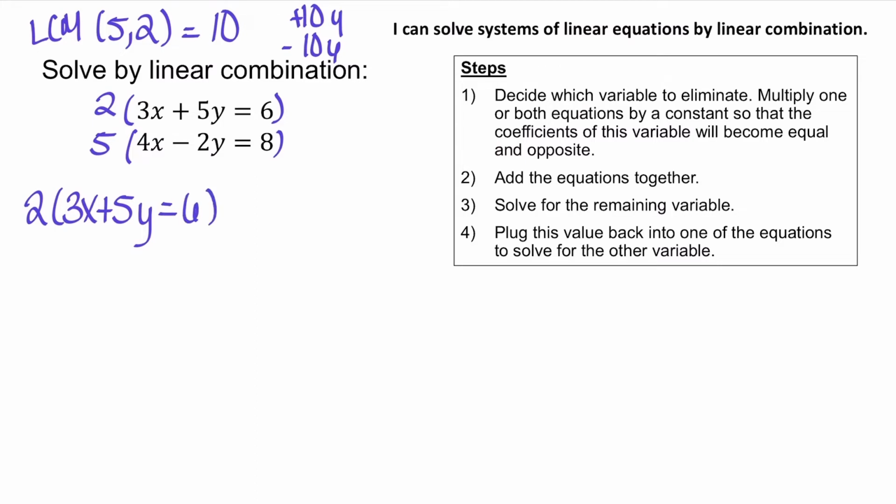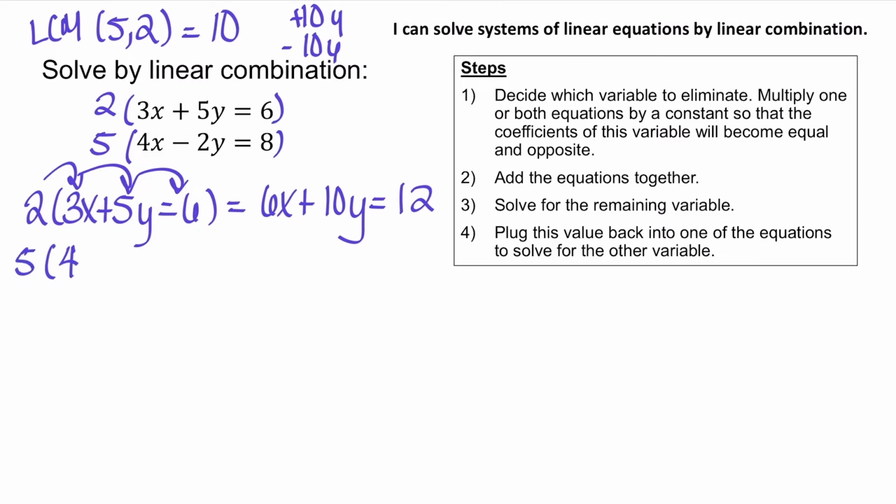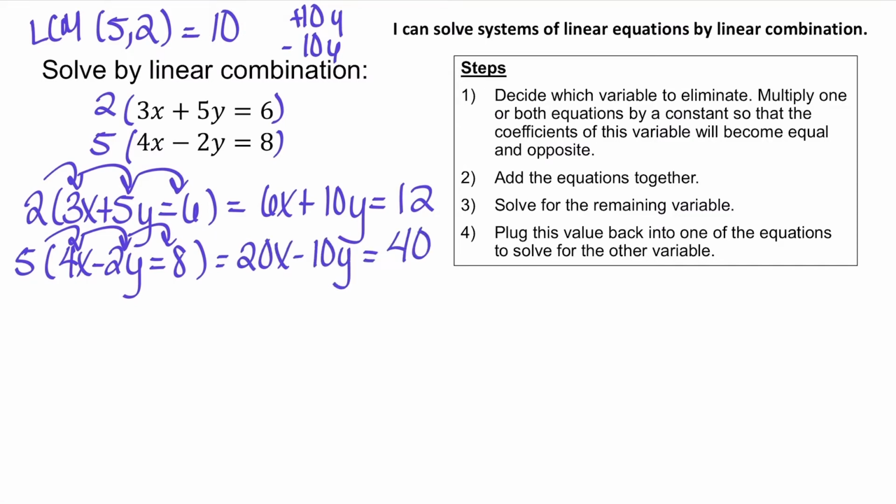And remember when I do that, I distribute that 2. So that is going to give me 6x plus 10y equals 2 times 6, which is 12. Then I'm going to take 5 and multiply by that second equation, which will give me everything multiplied by 5. So I have 20x minus 10y equals 40. So now let's go ahead and put these two equations together.